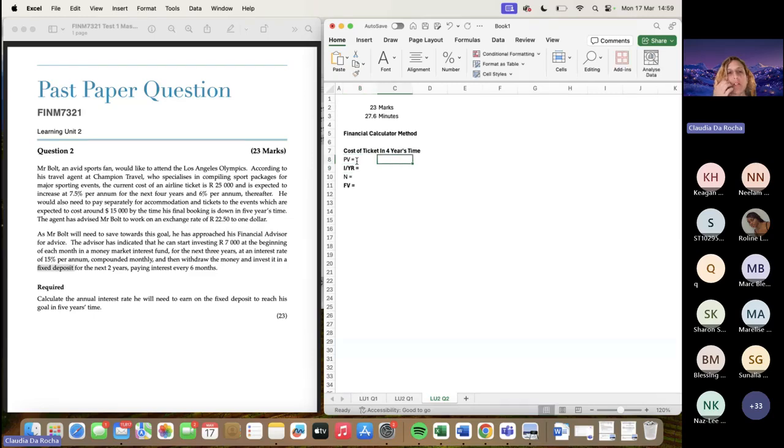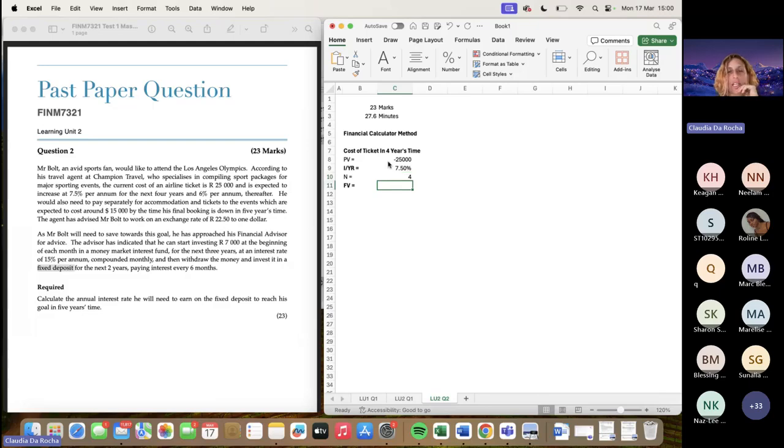Okay, so our present value for our airline ticket is 25,000 Rand. You can actually put it as a negative because we're going to pay that amount. Our interest rate is going to be 7.5% for the next 4 years. And we know the N is 4. Okay, there's no compounding, so I'm not changing my interest. I'm not changing my N.